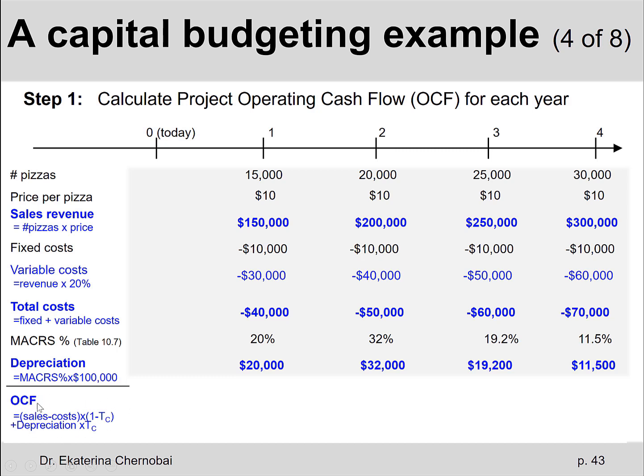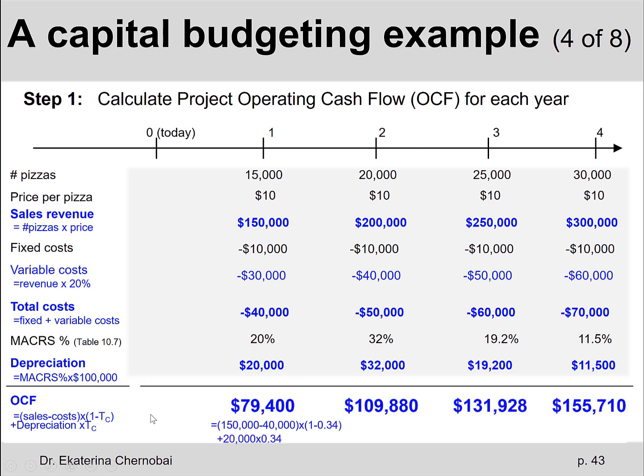Okay, now we have all the components that we needed to find the operating cash flow using the depreciation tax shield approach. So when we put the sales revenue, the total cost, and the depreciation, and the 34% tax rate into this formula, we get for year one, $79,400, for year two, $109,880, and for year three, $131,928, and for the fourth year, $155,710. Okay, so it's a different number for each year.